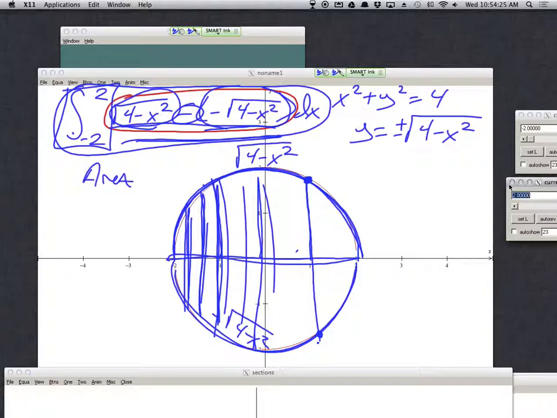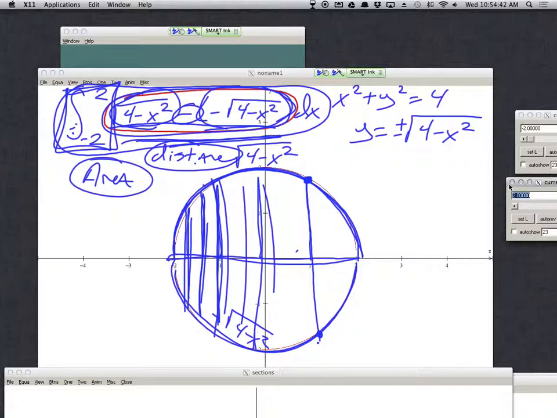Okay? So again, what does this inside part represent? The distance. Okay? And what am I doing to the distance? Integrating it. So what happens when I integrate distance? I'm going to get area. So answer this question for me. What happens when I integrate area? I'm going to get volume.